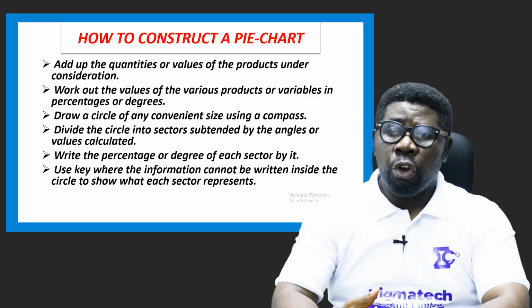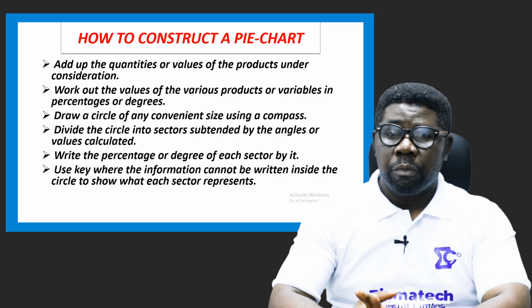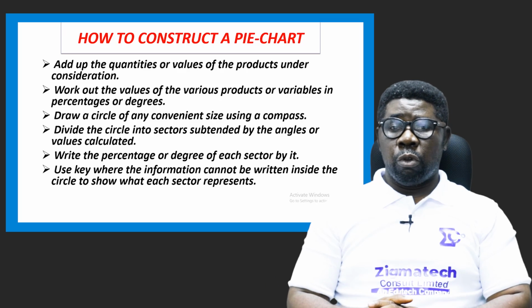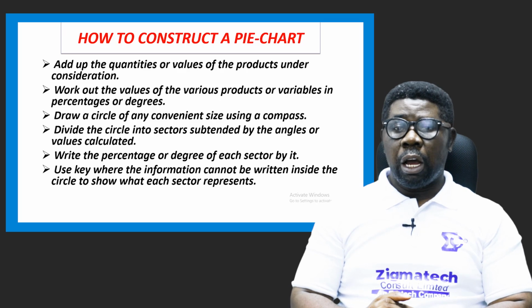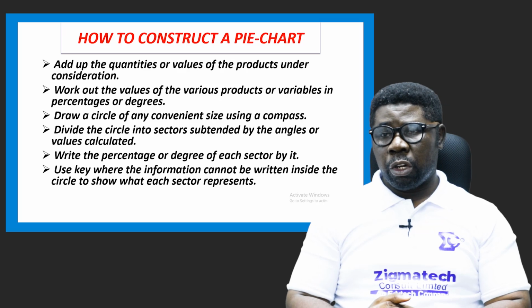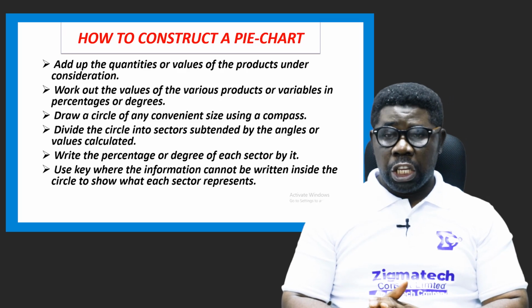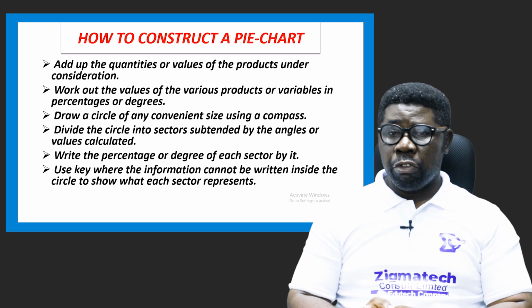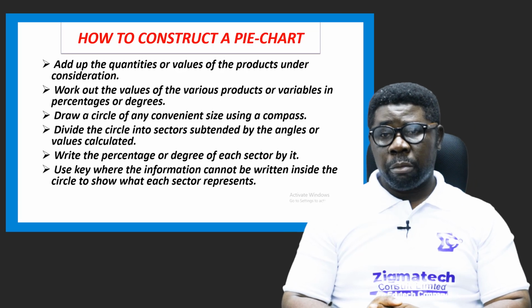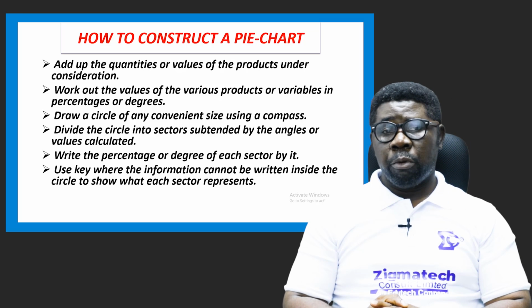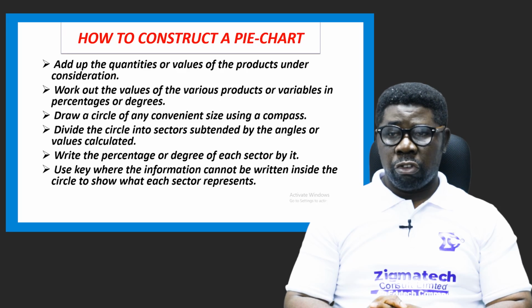Now, how do you construct a pie chart? You must, first of all, come up with a total, the sum of all the variables put together, out of the quantities or values of the products under consideration, all right? Get a total of the values you're looking at. Of the individual variables, get a total of them. You must start from that point. If not, you may have a problem going further with pie chart consideration.